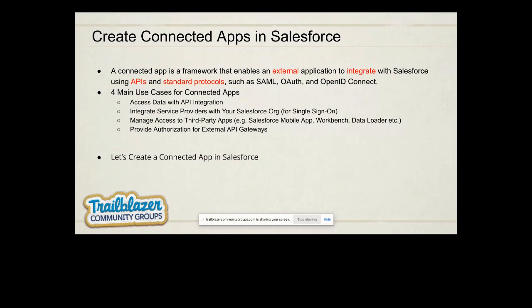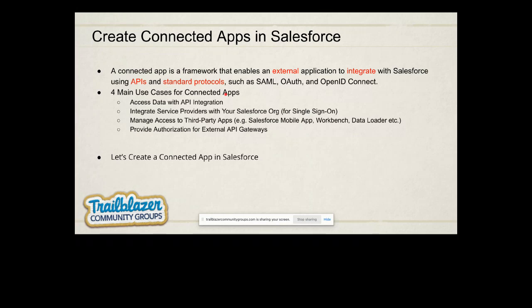To connect to Salesforce through an external application, the first thing we need to do is to create a connected app. What is a connected app? It is a framework that enables an external application to integrate with Salesforce using APIs and some standard protocols like SAML, OAuth, or OpenID Connect.